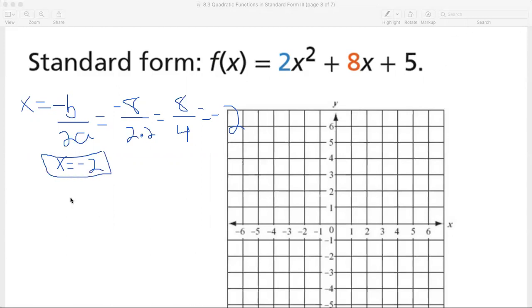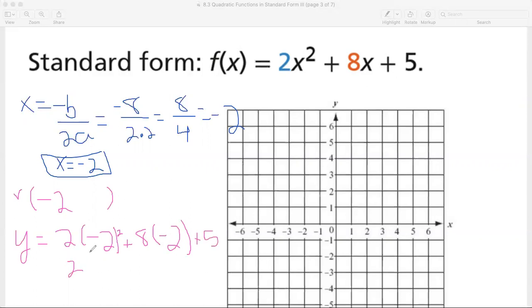So my vertex is going to be at -2, whatever I find for the y value. So that'll be y equals 2 times -2 squared plus 8 times -2 plus 5. All right, so then this will give me 2 times 4 minus 16 plus 5.